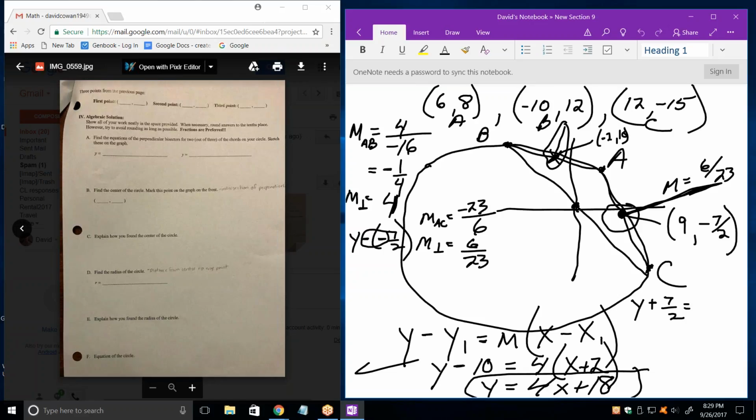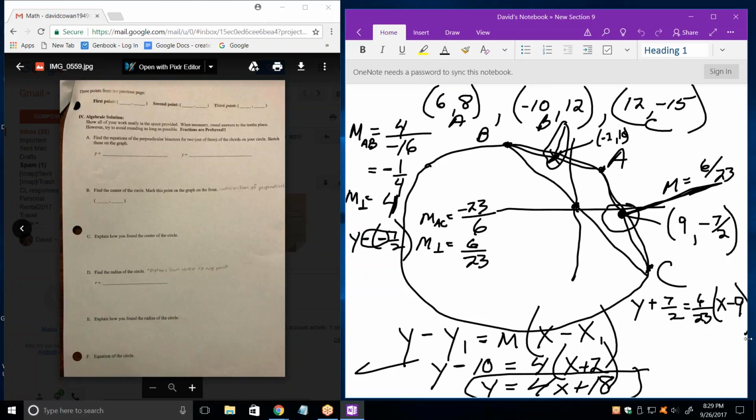What's the slope again? 6/23. And then that's times x minus the x coordinate, which is 9. Now, again, they want y equals. They don't want it in point slope format. So how do we simplify that?